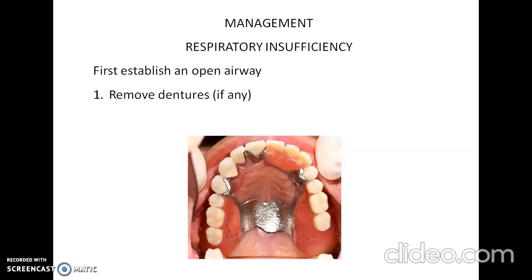So in the next class, I will be talking about the management aspects involved in the ABCD technique.